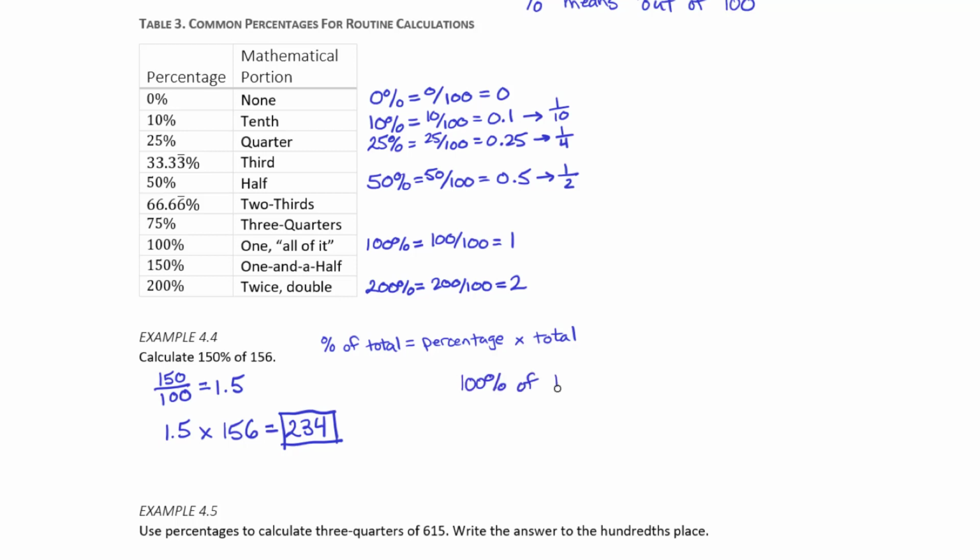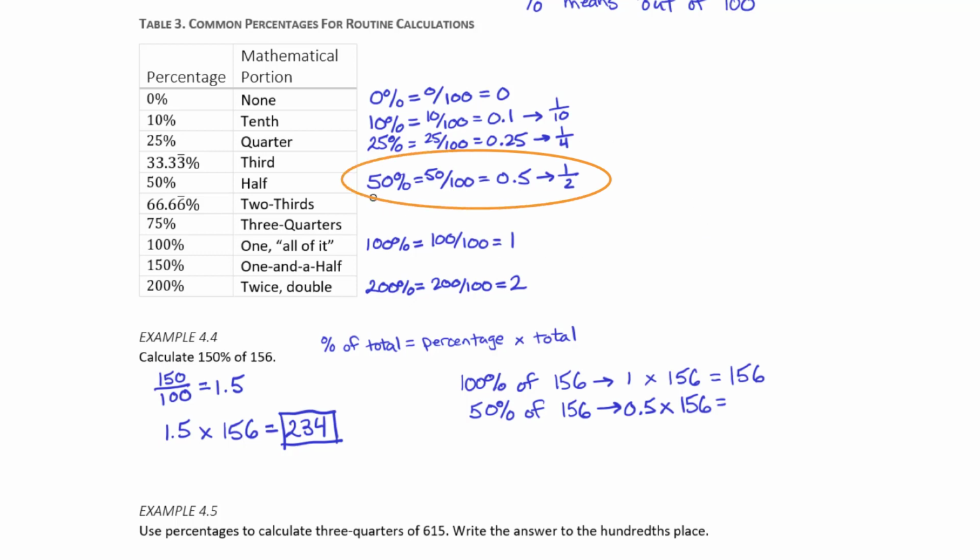100% of 156 would be 1 times 156, which equals 156. 50% of 156 would be 0.5 times 156. How did I know that was 0.5? It's because we just calculated it out when talking about the table. 50% is 50 over 100, which is 0.5. That's why it's a half. 0.5 of 156 is 78.